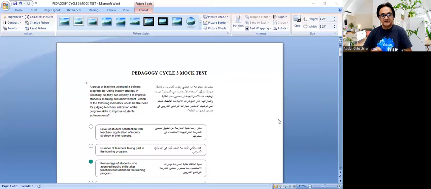Okay. I'm sharing the screen first. So the first question is from the cycle 3 mock test. Now, some teachers are confused about the difference between the cycle 2 test and cycle 3. The difference is the complexity level. Otherwise, the content is the same. This is the only difference. Okay. So don't worry about it.